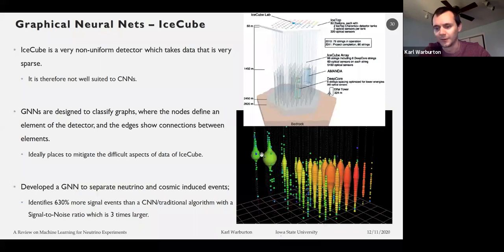And I always really like the IceCube events. I can't really tell what they're showing, but they just look very cool as these big bulbous things. And their graph neural network identified 630% more signal, and had a signal to noise ratio that was 3 times higher than either their traditional CNN or traditional algorithms. The CNN and the traditional algorithm were found to have very similar performance. However, by moving to these graph neural networks, they found a huge increase in the performance that they were able to achieve.